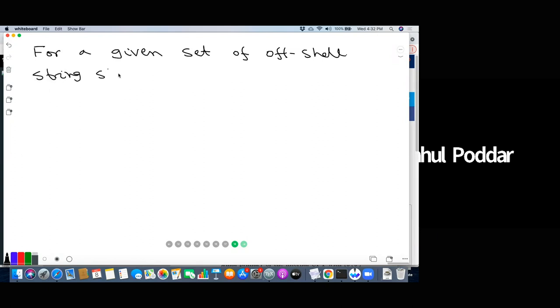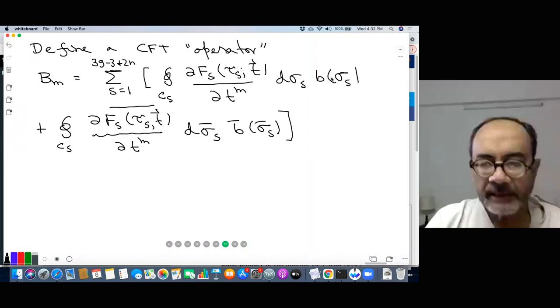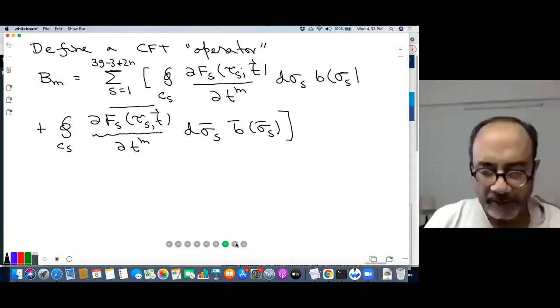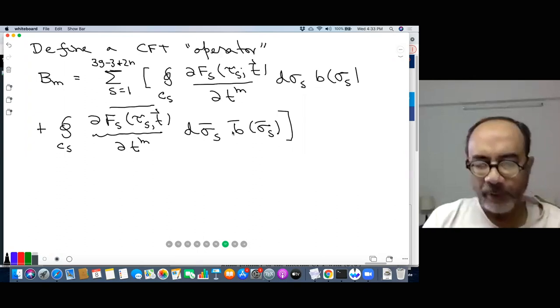Sorry, I have a question. Why is that operator a CFT operator? Because there is B. B is part of the CFT, right? Oh, right. Yeah, so that's the reason why it's a CFT operator. So it will make sense only inside a correlation function, and we'll soon put this B inside a correlation function.